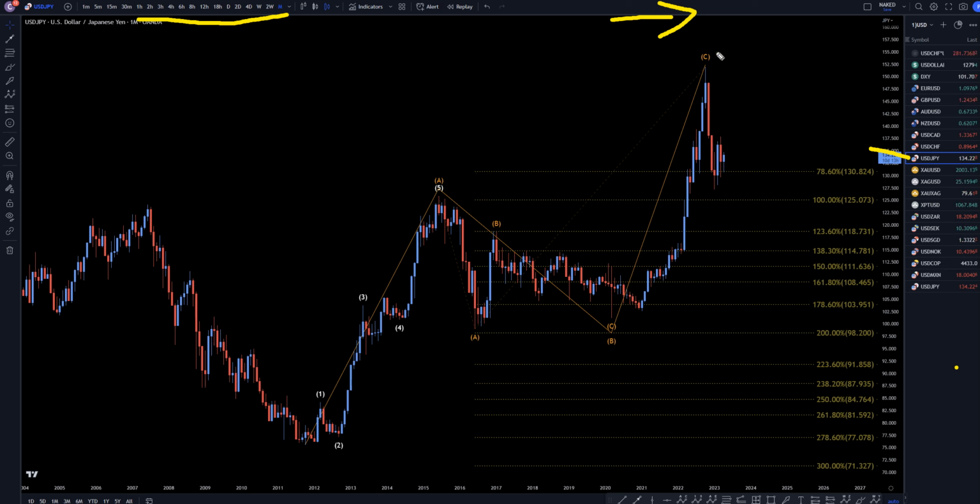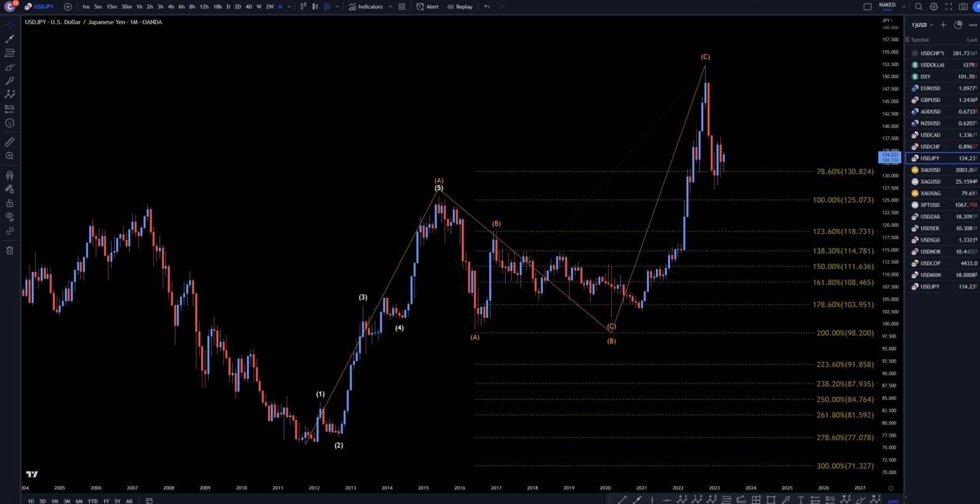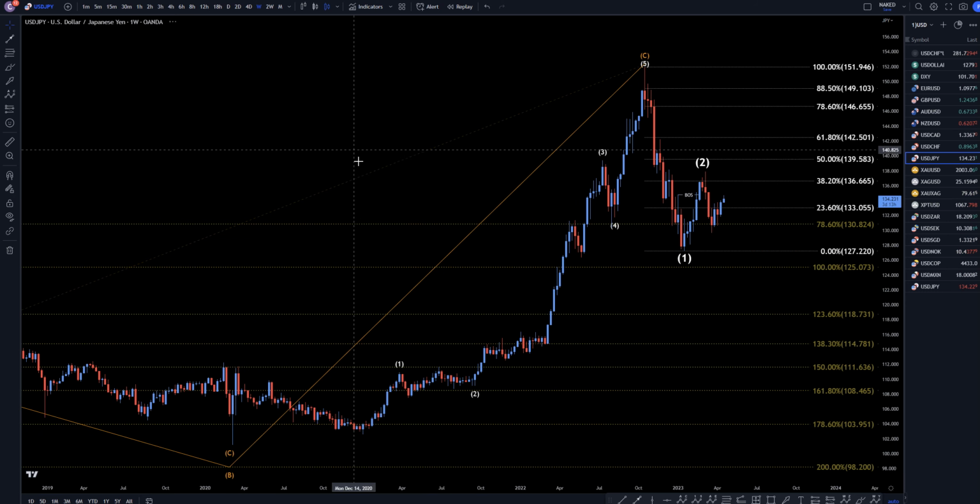So on the US dollar yen, I do believe that that is the end of a wave C right there. If that is the end of a wave C, then this will end up continuing the downtrend, probably eventually taking out this low, because that is what happens when you have the end of an ABC correction, whether you're on the 1 hour, 1 minute, 1 month, or anything in between. So let's keep that in mind and head down to the weekly time frame.